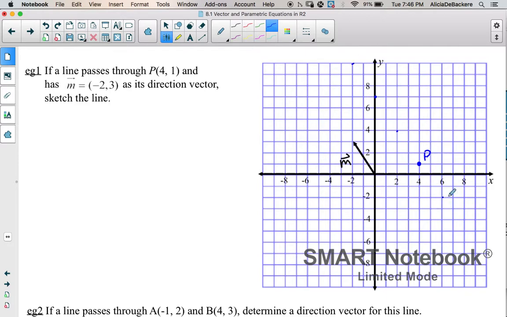And then going forward, I can do the same thing, but going down. And then I can draw my line. My line goes on forever in both directions, so it should have arrows on both ends. So I'll make that nice and clear. And so this is the line that I was actually looking for here.